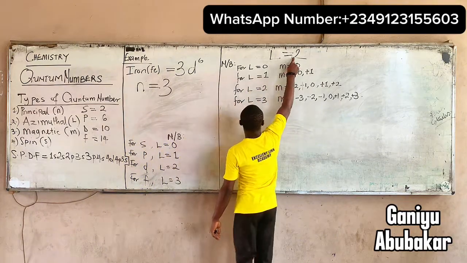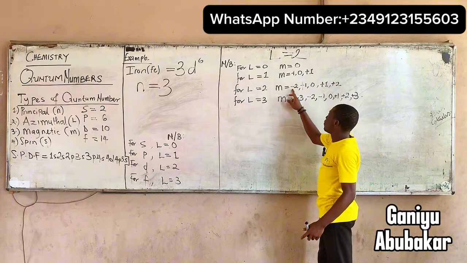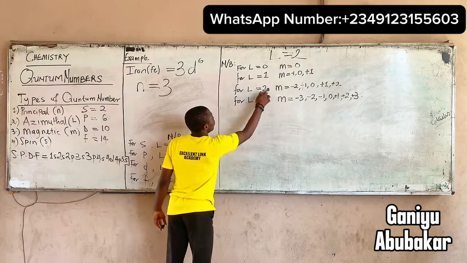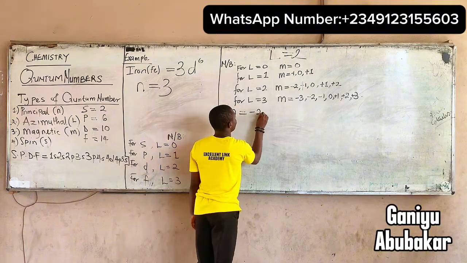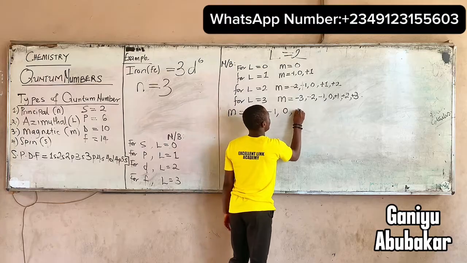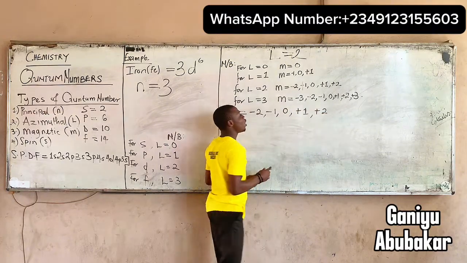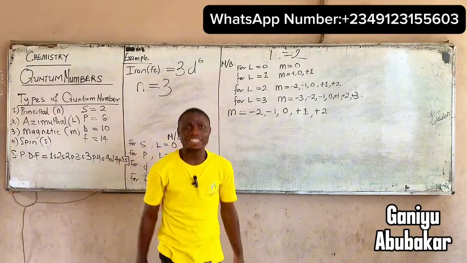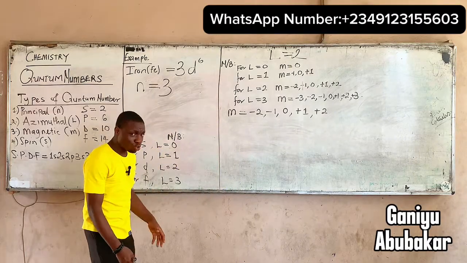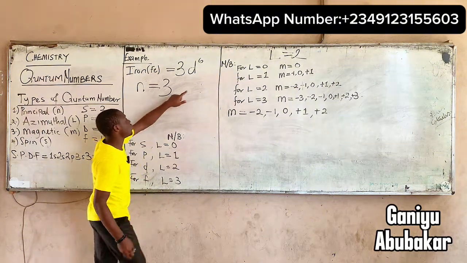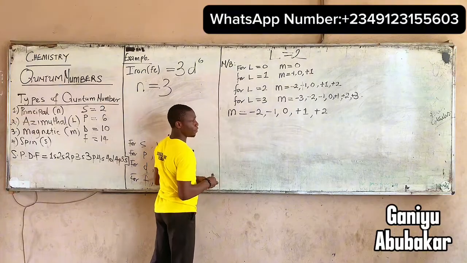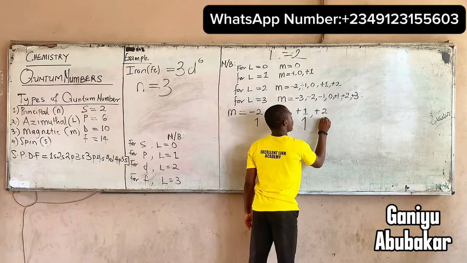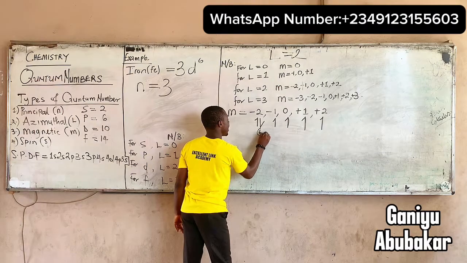Let's get magnetic. When L is 2, magnetic is equal to minus 2, minus 1, 0, plus 1, plus 2. Now I have 1, 2, 3, 4, 5 numbers. But which one is the exact value for magnetic? We have to get the exact value. There are 6 electrons here, so I'll distribute the 6, starting with the upper one. 1, 2, 3, 4, 5, then 6. So my 6 ends at this point.